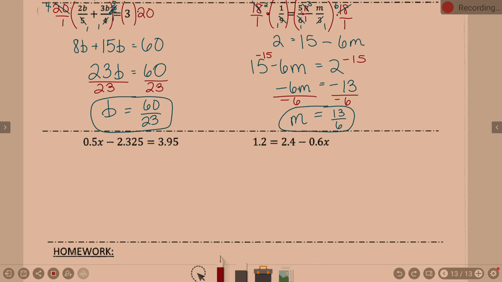So just think of this as a 2-step equation. 0.5x minus 2.325 equals 3.95. I know you know the steps. Quiet. What's step 1?